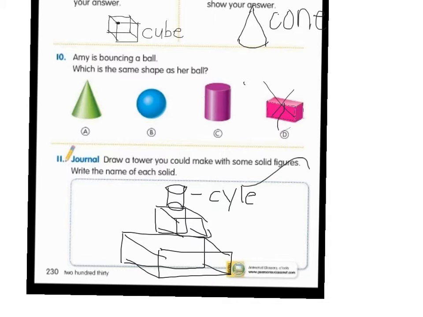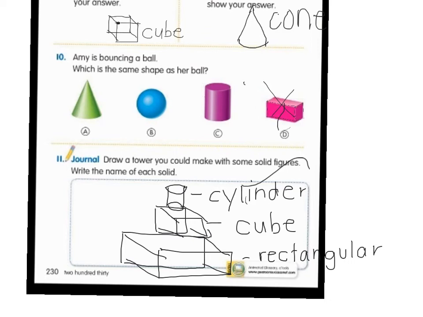And then cube, and then rectangular prism. It's kind of small, but they do want you to draw them and label them. When you're done, you may get this checked.